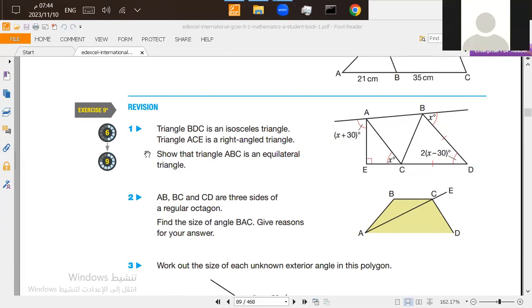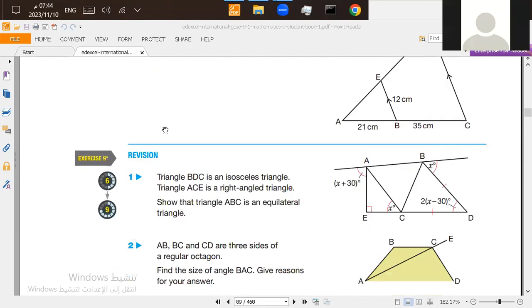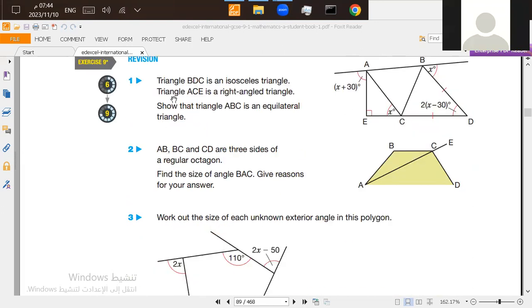In this video, we're going to talk about revision questions in page 79 for shapes and space. Question one: triangle BTC is an isosceles triangle, and triangle ACE is a right-angled triangle. Show that triangle ABC is an equilateral triangle.